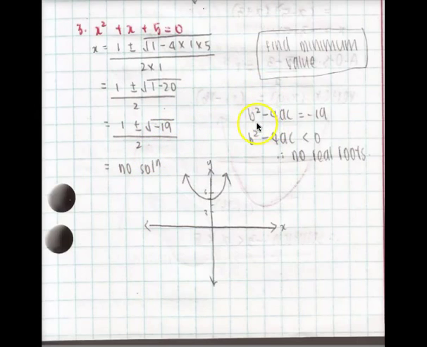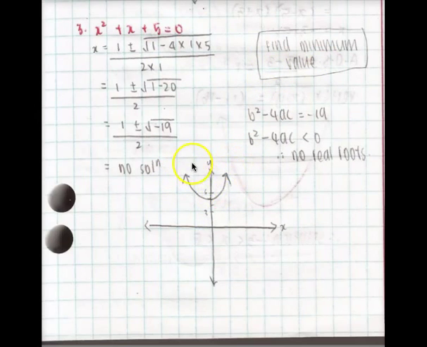So here we notice that the discriminant is negative. In other words, the b squared minus 4ac bit is less than 0. So therefore, this equation will have no real roots. But we know that the y-intercept of this equation is 5, so it's going to look like that.